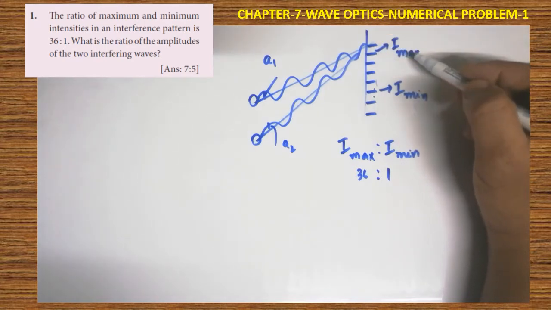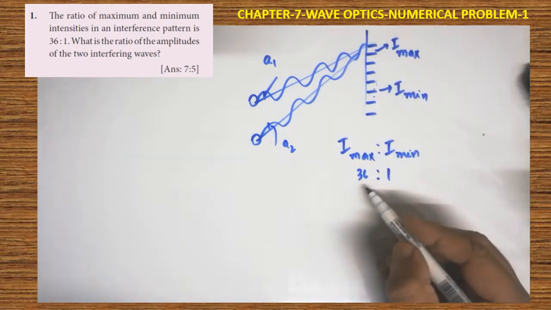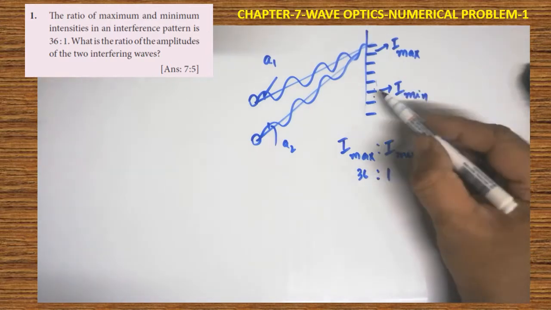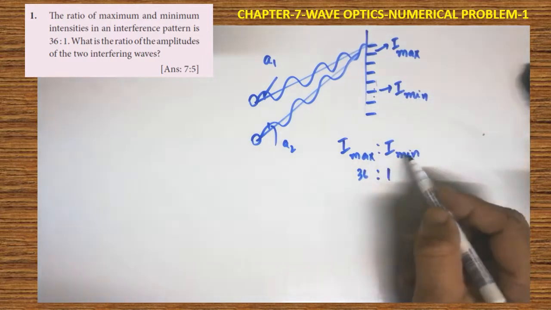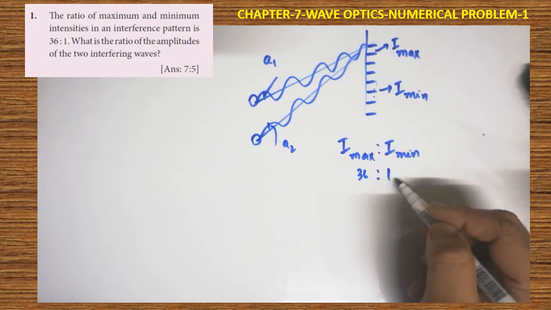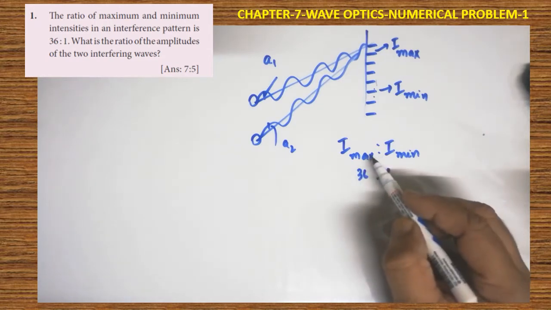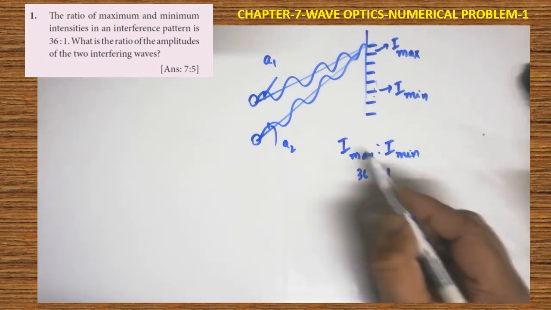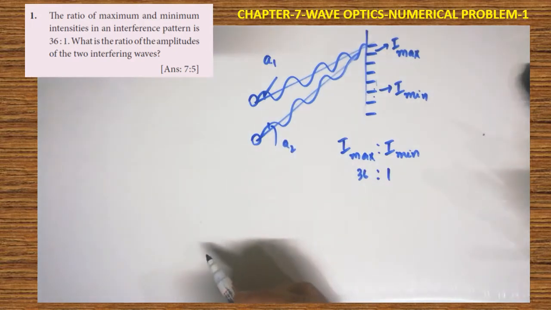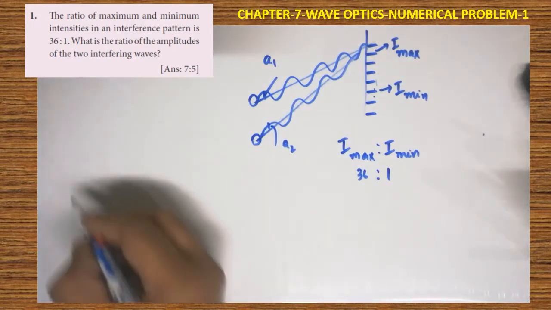Here the maximum intensity of the bright fringe is given as 36. Minimum intensity of the dark fringe is given as 1. Their ratio is given as 36:1. With the help of I max and I minimum, you are asked to calculate A1 and A2. Very simple one. I will give the formula, and with the help of the formula we are able to calculate.